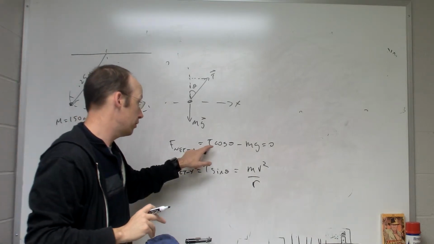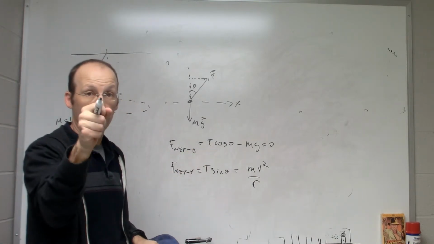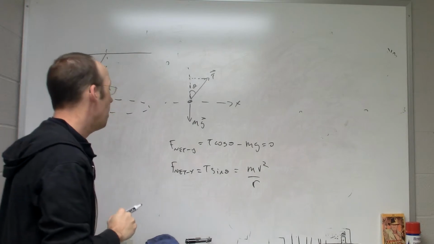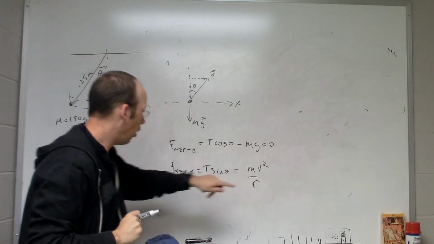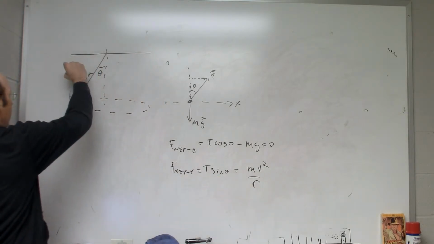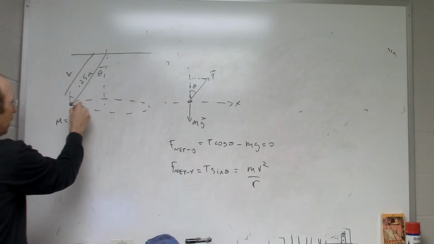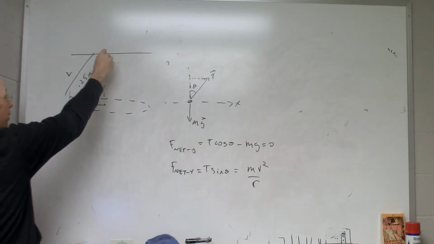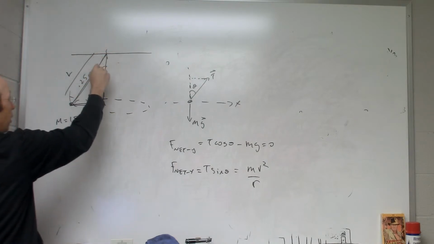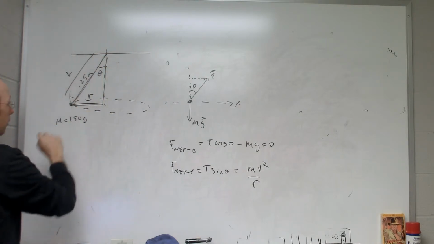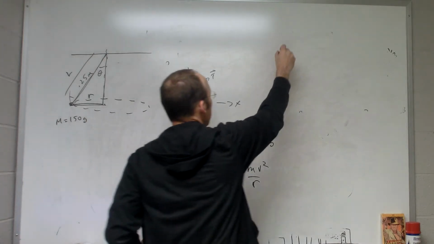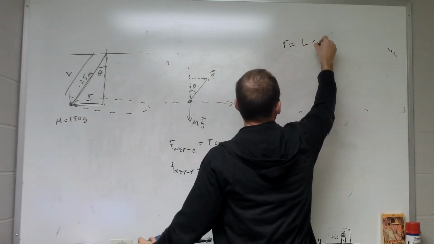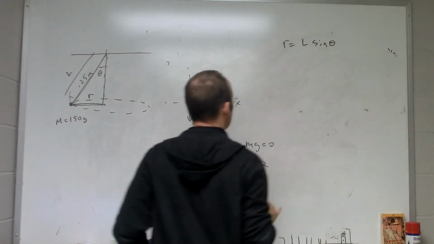So couldn't I just use T here and plug it in right there? No. Caught you. Because we don't have r. Okay? I have the length of the string, but I don't have this distance r. But you see here I have a right triangle. I know angle theta, I know L, so r is going to be L sine theta.